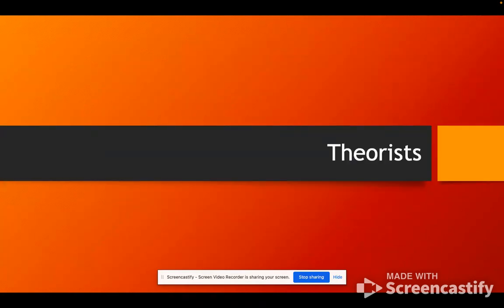So just to touch on different theorists, these are most commonly some of the ones that you all are looking at for your poster presentations. But just to touch on a little bit about what they are most known for and what contributions they've made to healthcare.